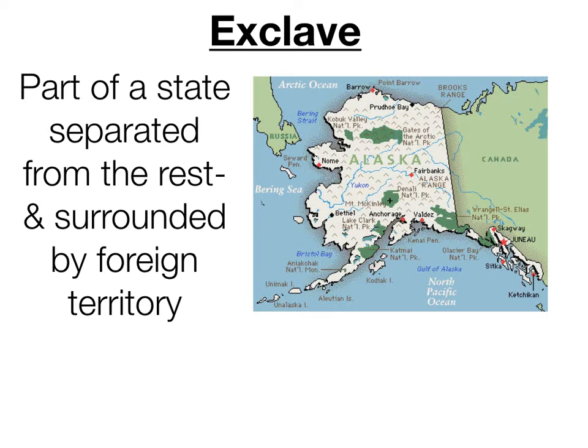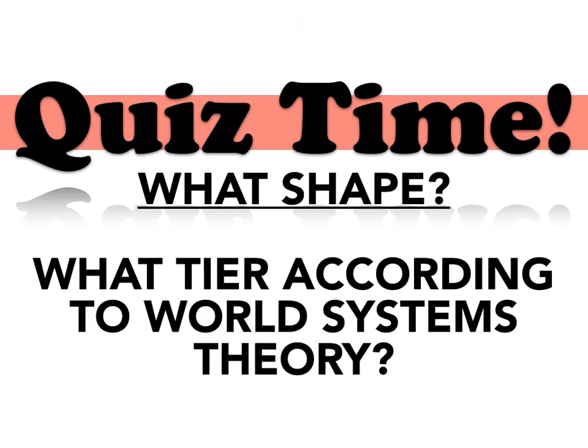Okay, so those are the basic shapes of states and terms that you need to know. Now you're going to have a quick quiz on this. What I want you to do is see if you can, by looking at your notes, and if you made any small drawings, guess what shape each state is, as well as what tier this state is according to world systems theory. This is a good warm-up for the map quiz that you're going to have on Tuesday.